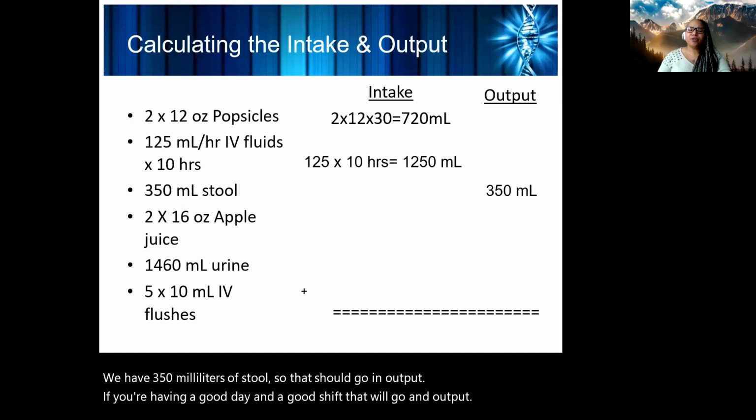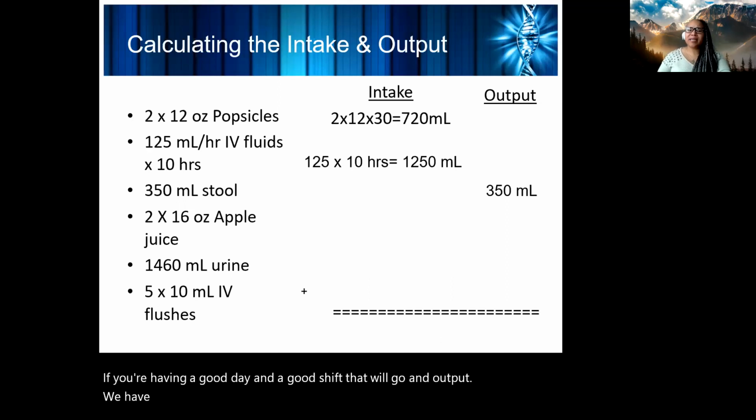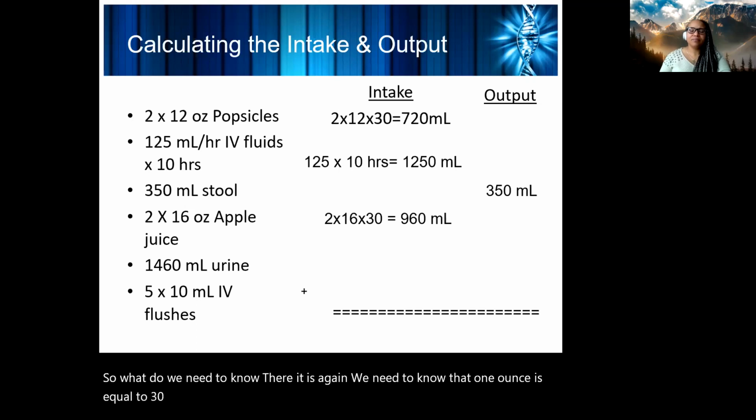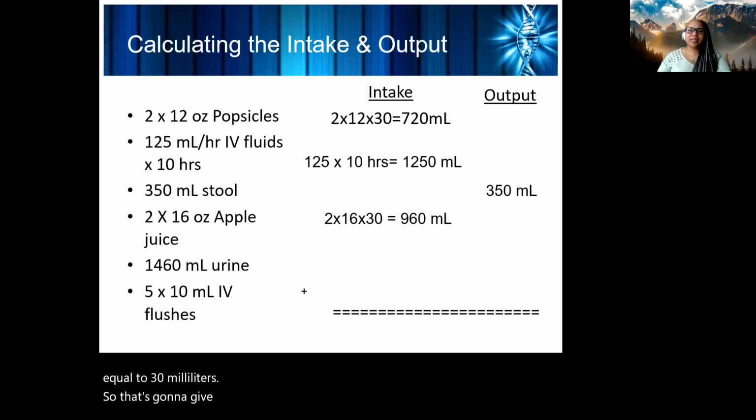We have 2 16-ounce apple juices. So what do we need to know? There it is again. We need to know that 1 ounce is equal to 30 milliliters. So that's going to give us 960 milliliters. We have 1,460 milliliters of urine. That is output.